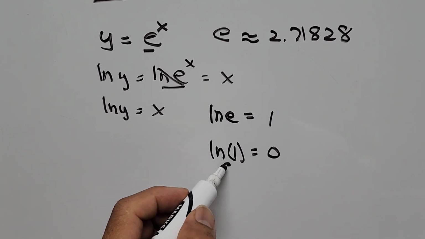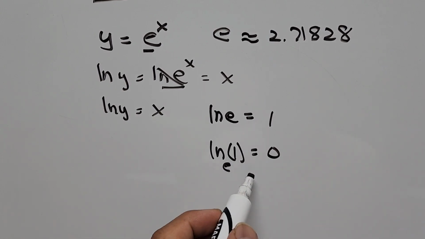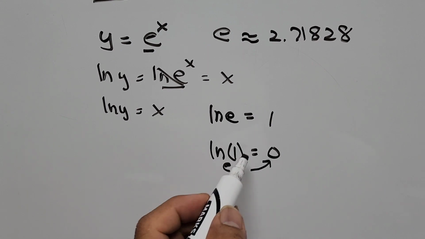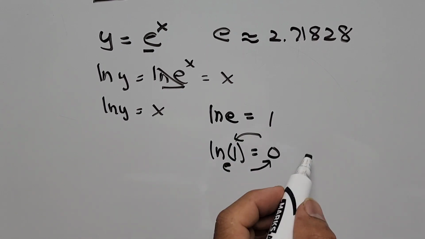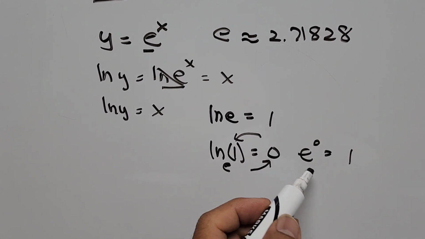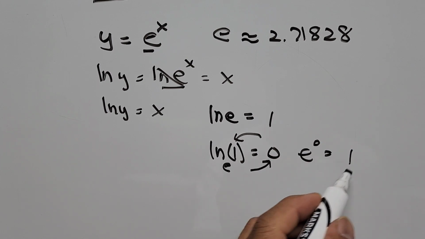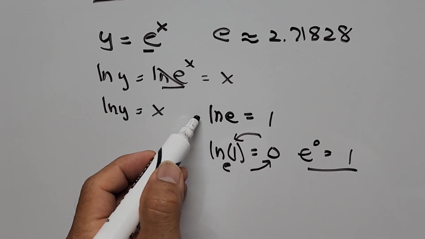Since this is base e, so exponentiate both sides, or we have here e to the power of 0 exponent is equal to 1. E to the power of 0 is equal to 1. Going back to this, exponent 0, any number with exponent 0 is 1. So you don't need a calculator to solve this too.